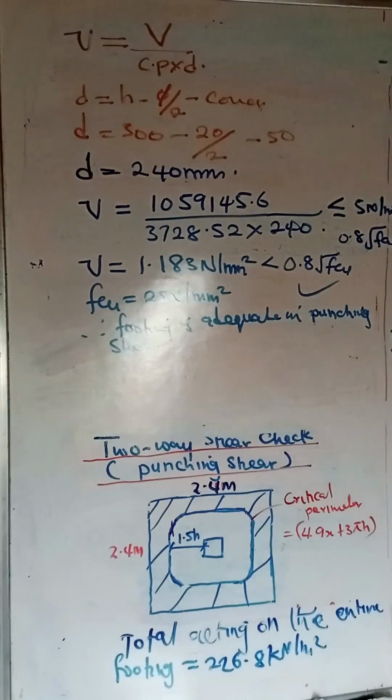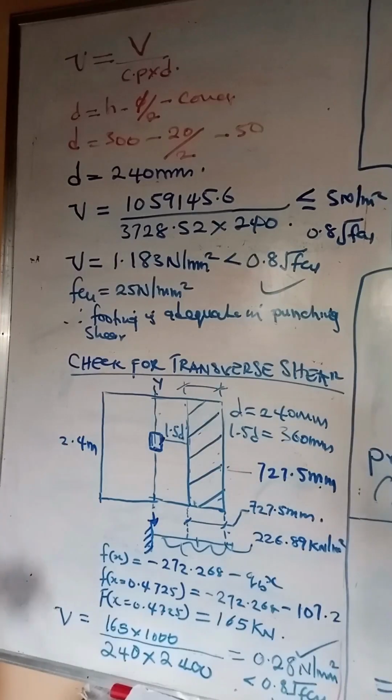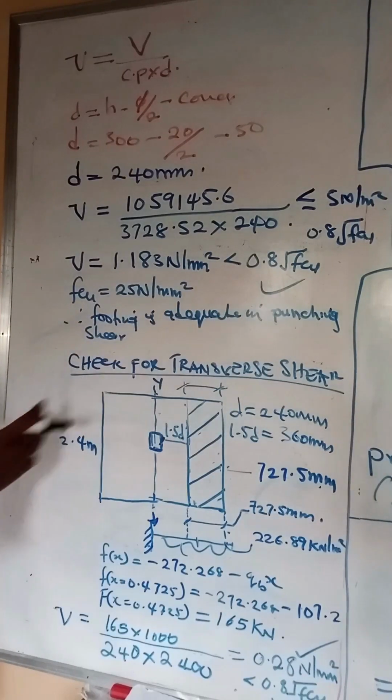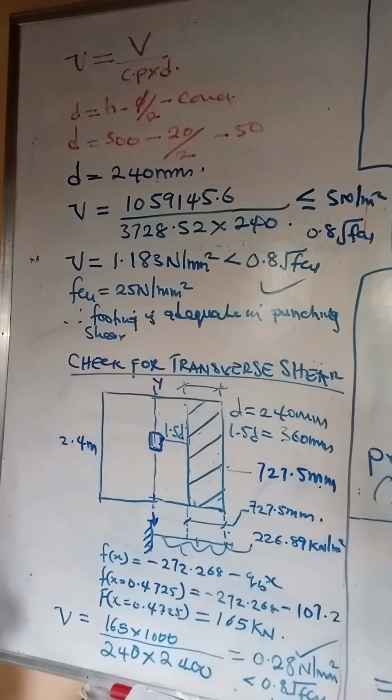Therefore, we say that the footing is adequate when it comes to punching. The next thing we are going to do is to check for our one-way shear, which is the same thing as our transverse shear. So let's look at the transverse shear. We can now say that the footing is adequate in punching shear. Now the next stage is to check for transverse shear.